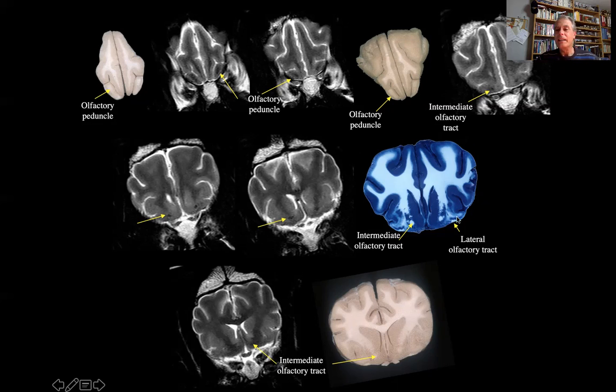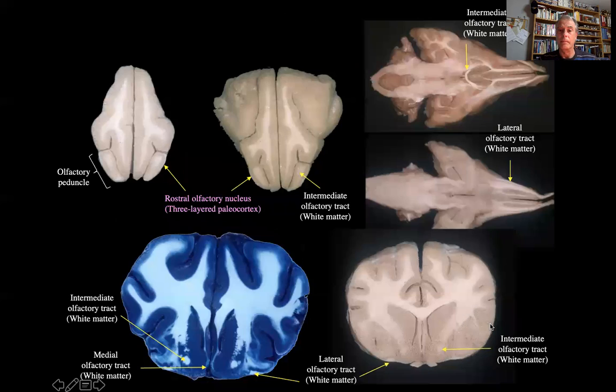Okay, and this lateral olfactory tract, you see, is white matter on top of gray matter, and this is a very primitive structure. It's like in the spinal cord. It's white matter on top of the gray matter. So this is a very ancient area, phylogenetically speaking. Again, we see the olfactory peduncle with the cortex on top and some white matter on top of it.